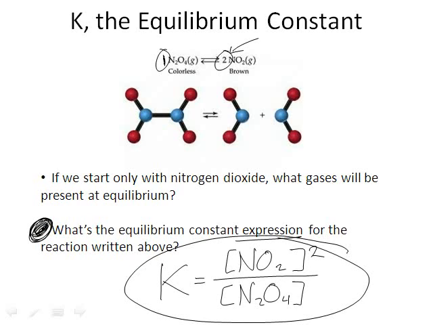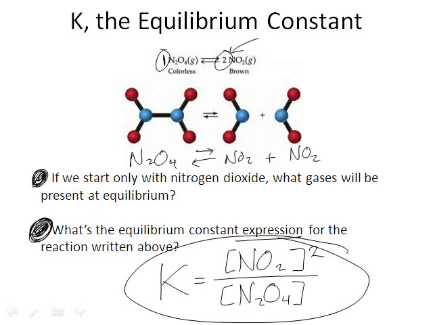But the top question, we have to tackle that also. If we only start with NO2, what gases will be present at equilibrium? NO2 is our product. We make 2 NO2s for every N2O4 that breaks apart. This reaction has a double-sided arrow, so it can go in both directions.